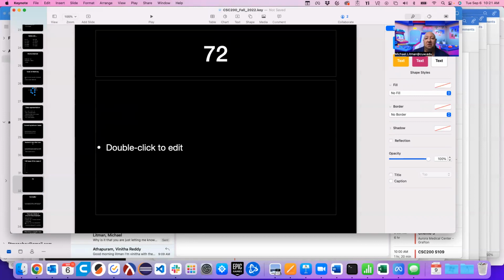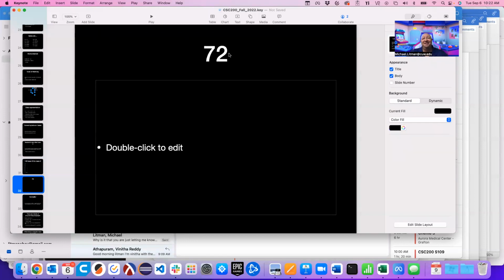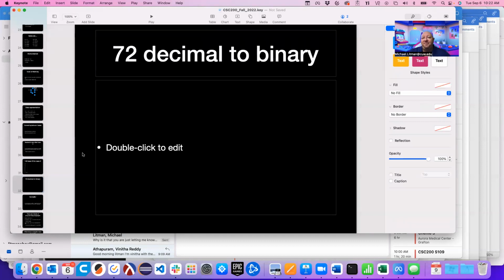72. Okay. We actually already kind of have that one built in right here. Oh, close. That's fine. 72 decimal to binary. All right. So we start off by writing down our starting number. Our goal is to whittle this number down to a 0.